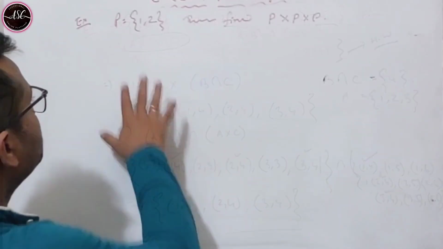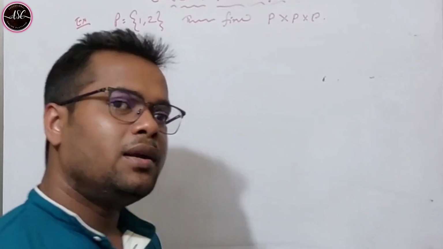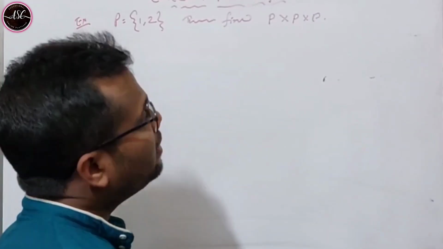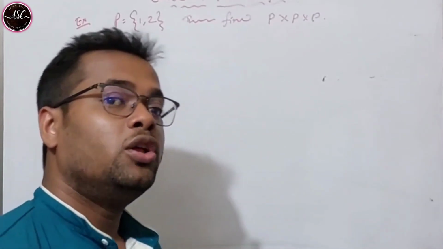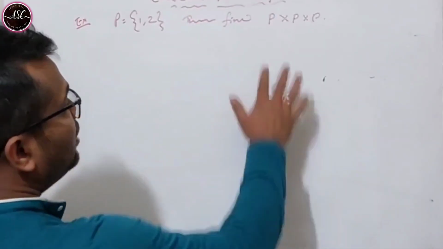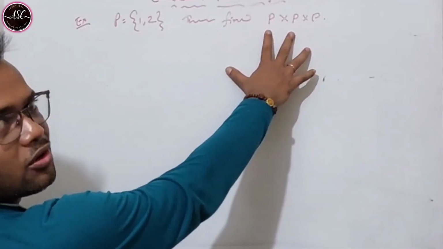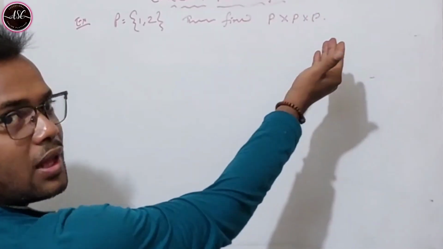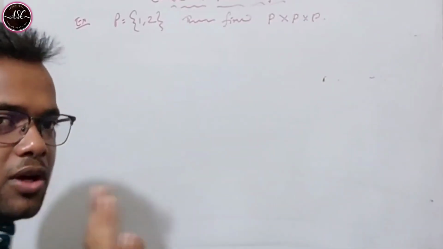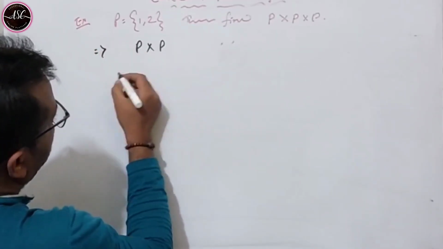Okay. Look at this question. P equals {1, 2}. Then find P cross P cross P. Till now we have done the Cartesian product of two sets. Here we are going to do the Cartesian product of three sets. It is not very different. Firstly, we will find the Cartesian product of the first two sets. Then with that we can find the remaining. Just look at this board. We are going to do P cross P.